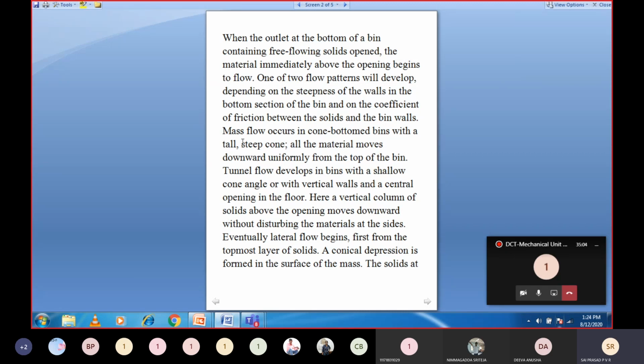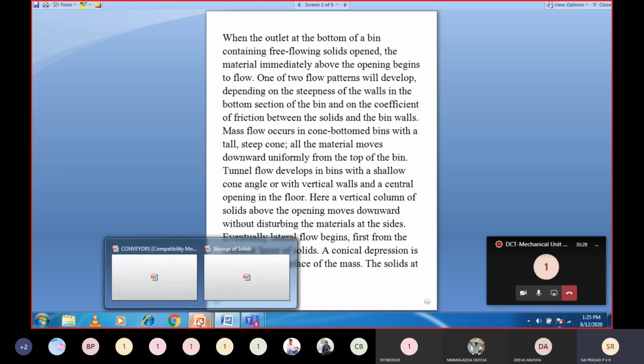Then mass flow occurs in cone-bottomed bins with a tall, steep cone. The angle is very high, and then mass flow will be there. All the material moves downwards uniformly from the top of the bin. Then that is the mass flow. Then funnel flow develops in bins with a shallow cone angle, with vertical walls and a central opening at the floor. So what will happen here?